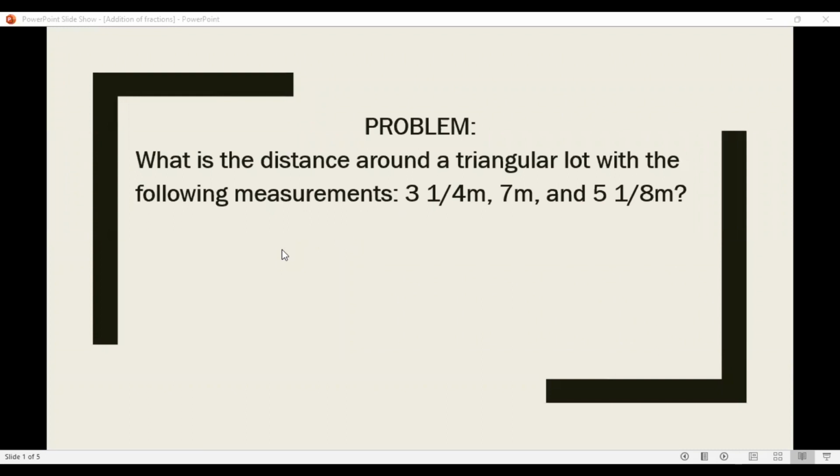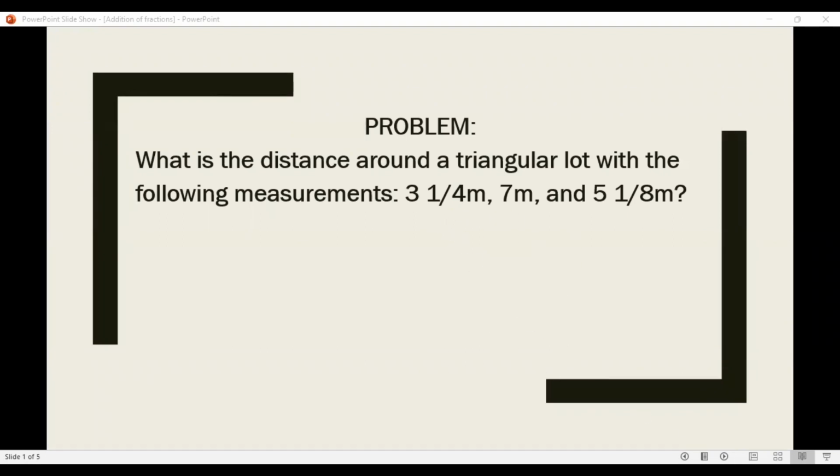Let's discuss some problems regarding fractions. What is the distance around a triangular lot with the following measurements? 3 and 1/4 meters, 7 meters, and 5 and 1/8 meters. So basically, this is a problem that involves finding the perimeter of a triangle. And the basic knowledge that we need to have is the addition of fractions.